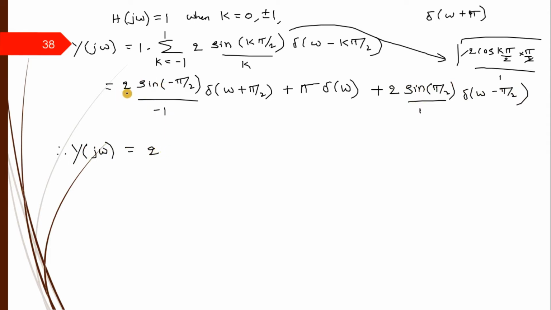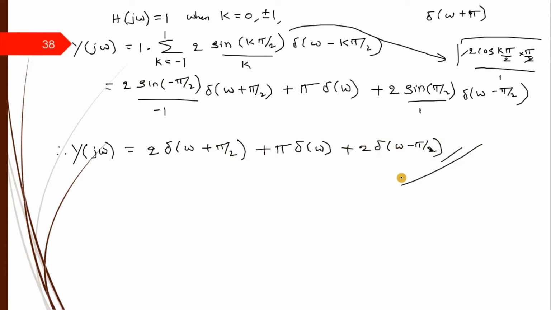minus sine, this minus comes out, minus minus cancels, sine pi by 2 is 1, so delta of omega plus pi by 2 plus pi delta of omega plus 2 delta of omega minus pi by 2. So this is the answer for convolution. I hope there are no doubts.